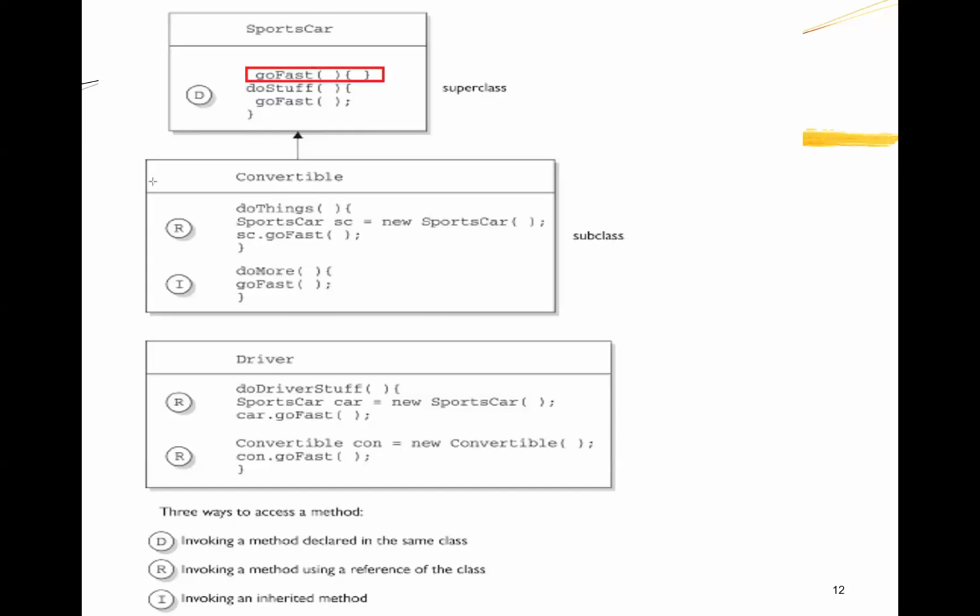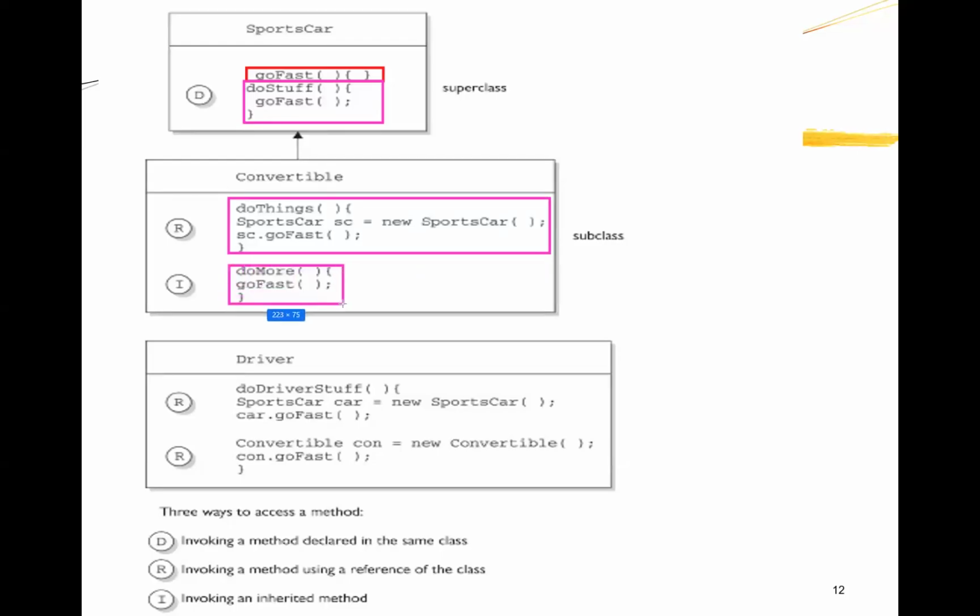Inside the doStuff method, you call the goFast method as well. Now these are two methods. So once this Convertible class becomes a subclass of SportsCar, you can see it inherits both the goFast method as well as the doStuff method. Right now, there you have a method called doThings, and you have another method called doMore.